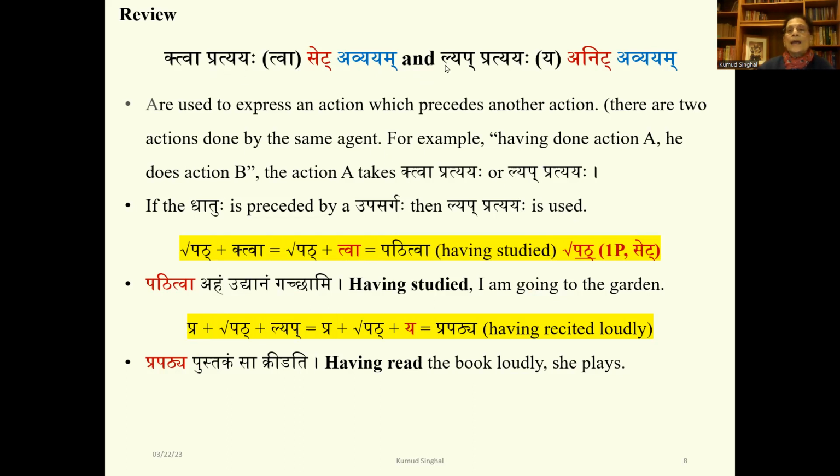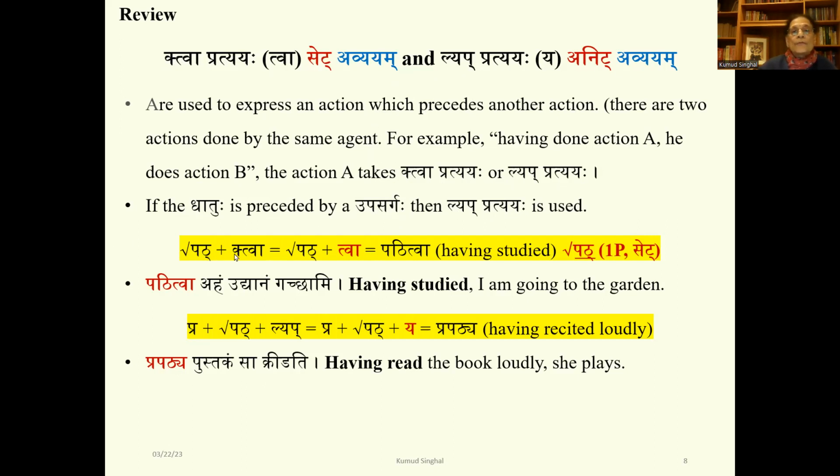So when are ktva and lyap used? They are used to express an action which precedes another action. So there are 2 actions done by the same agent. For example, having done action A, he does action B. The action A takes ktva pratyaya or lyap pratyaya. If the dhatu is preceded by an upasarga, then lyap pratyaya is used. That is the difference between the use of ktva and lyap. Otherwise, ktva pratyaya is used. And the other difference is that this is set and this is anit.